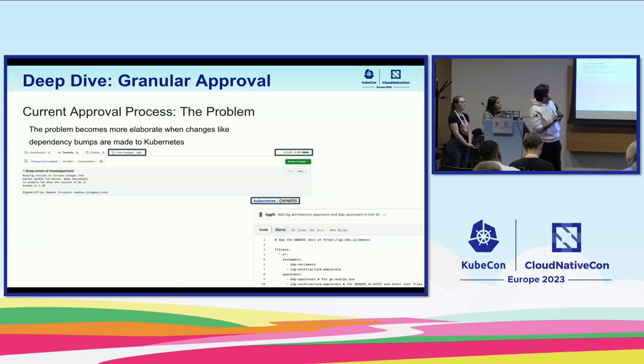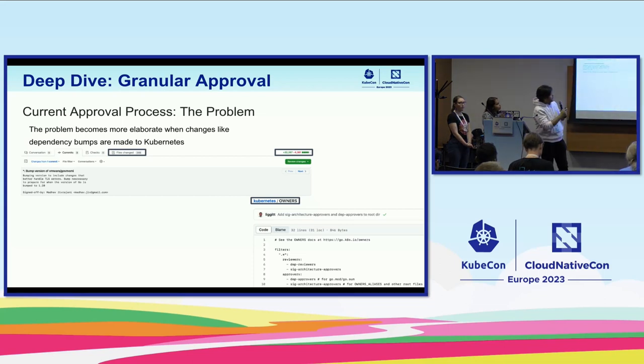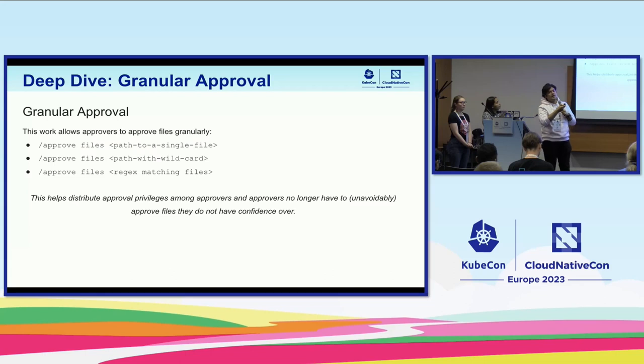To illustrate what I mean, we have changes that bump dependencies in Kubernetes. Whenever a dependency is bumped, you can see the size of the PR: 32,000 additions and things like that. Dependency bumps are huge. And dependency owners are root approvers, which means they sit at the top of the Kubernetes repo and have approval privileges over everything in it. So if they approve a dependency change, and that same PR is making another unrelated change, that will also get approved with it.